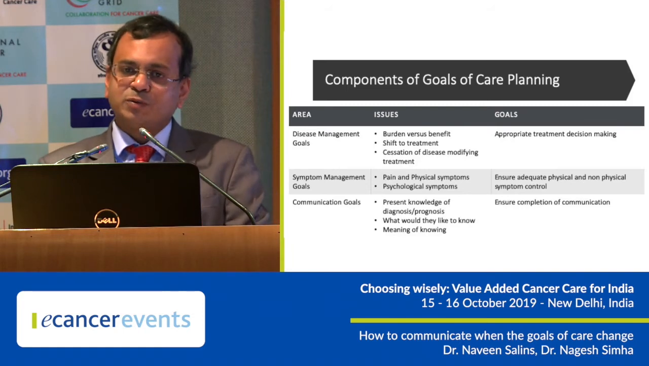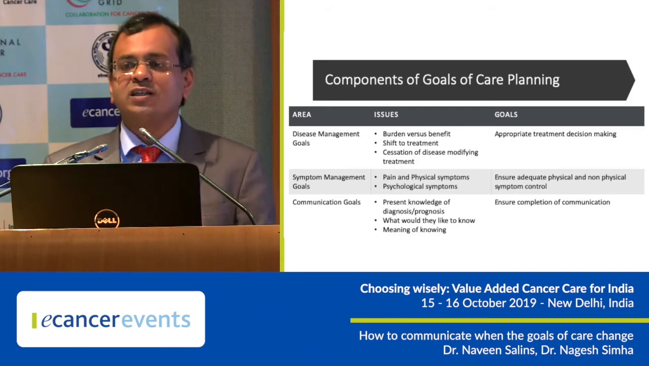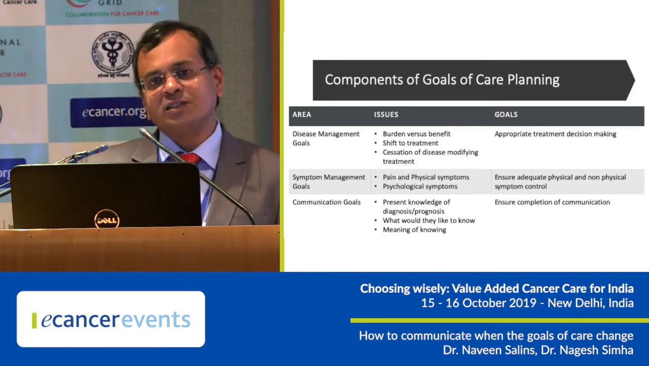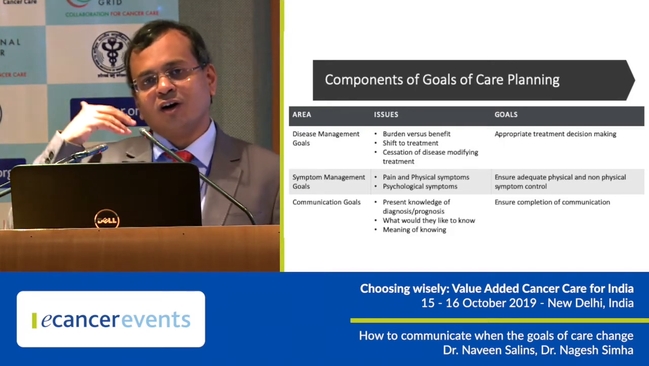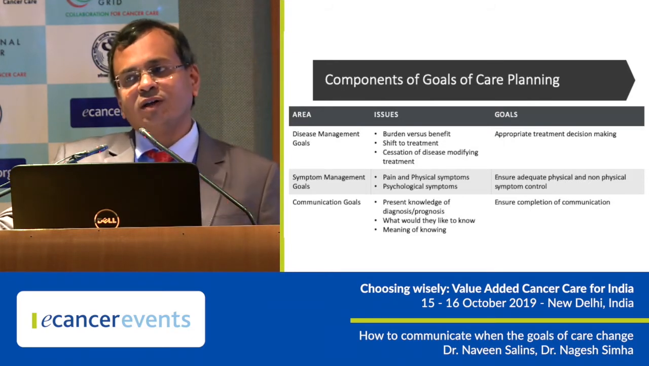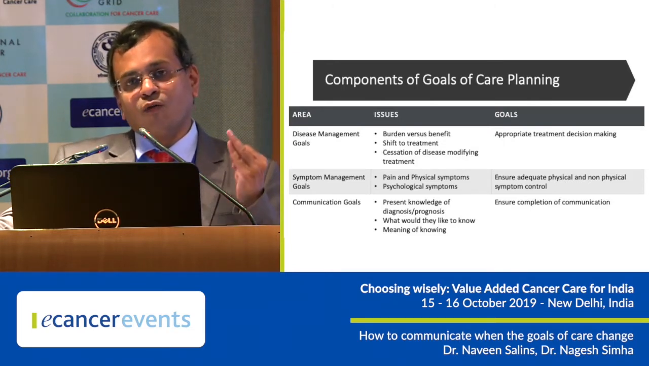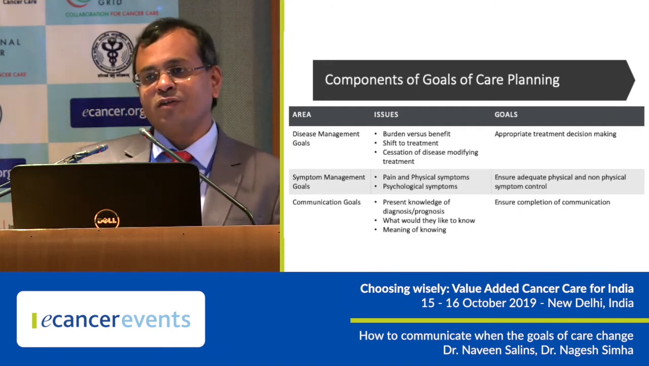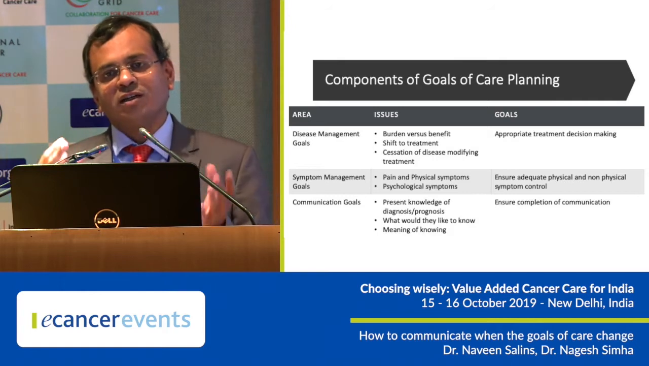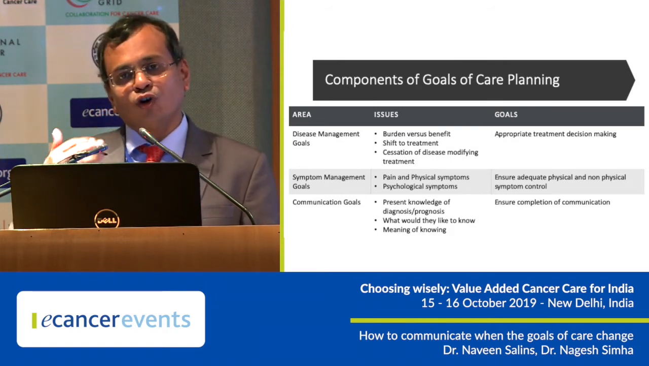The third important goal is communication goals. A lot of times patients are distressed because they are not certain about what's happening. They have very little information about their treatment or what is going to happen in the future. So they need to understand what's happening, and we need to elicit what they would like to know and how they can use that information to cope with their illness much better.